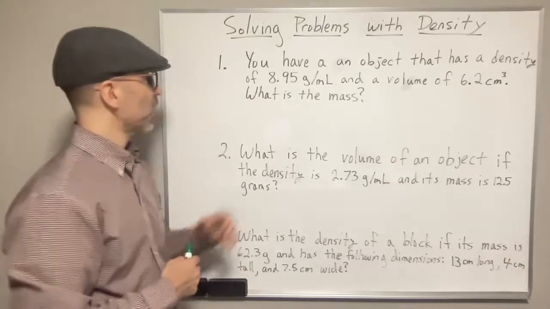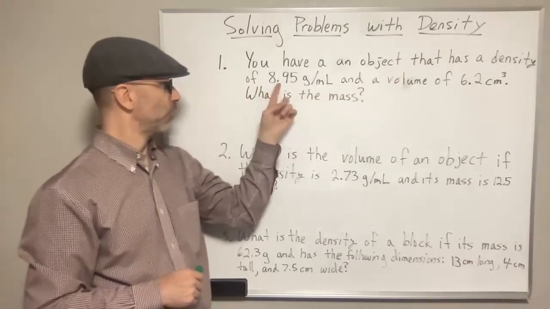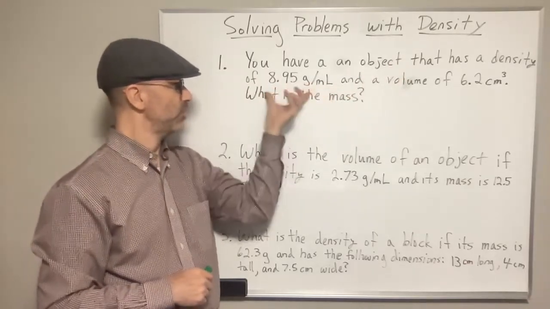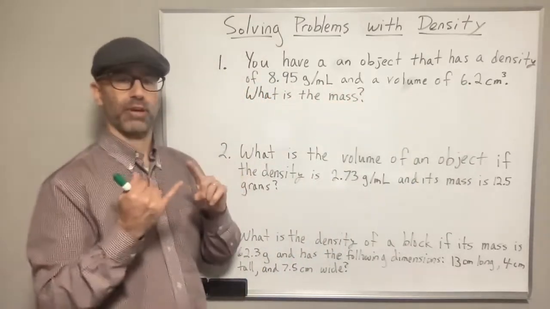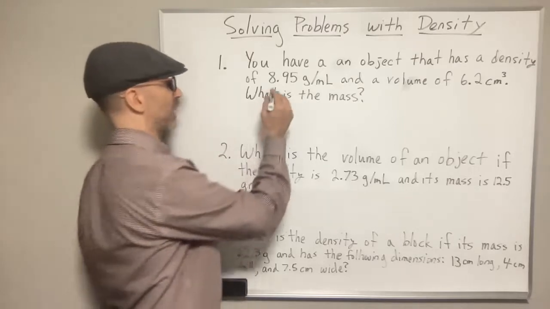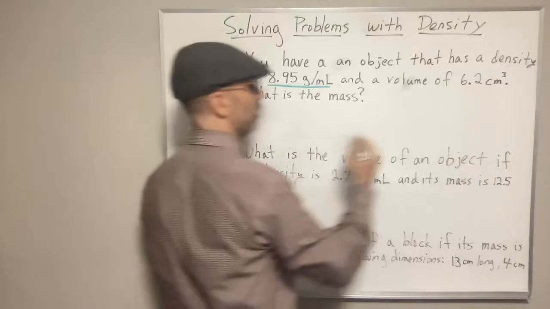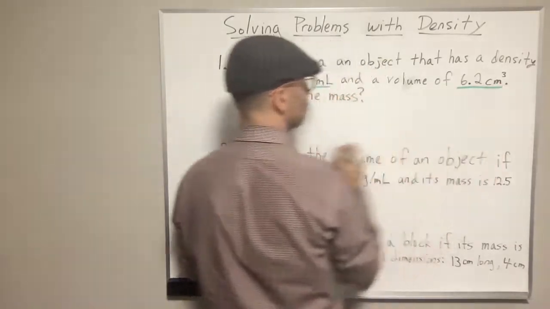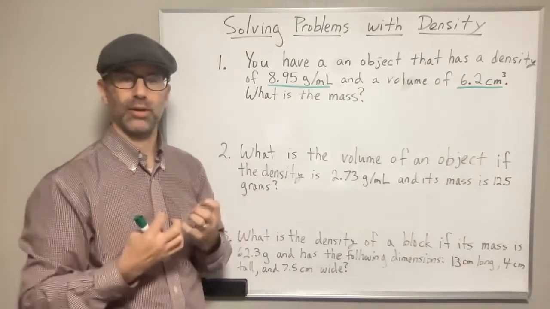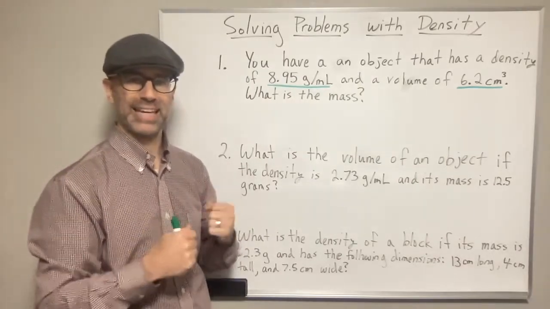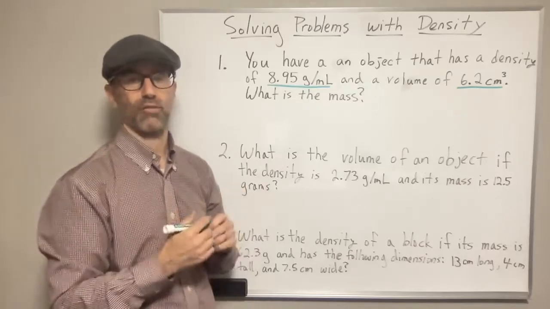So our first problem is you have an object that has a density of 8.95 grams per milliliter and a volume of 6.2 centimeters cubed. So you're given the density, so let's underline that, and you're given the volume. I like to pull out the things that you have in the problem and then see how you can use that to solve the problem.